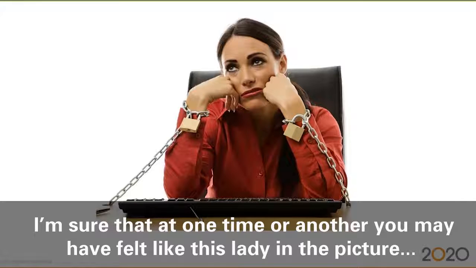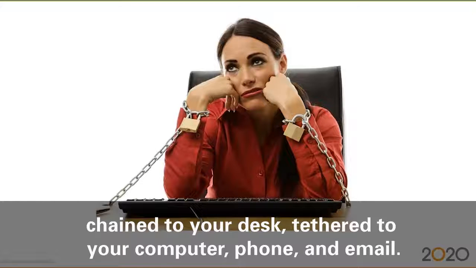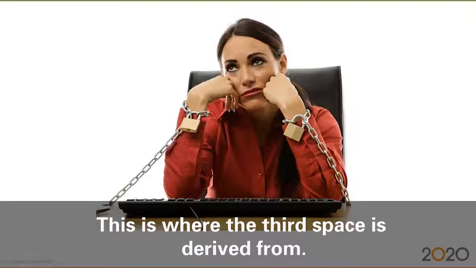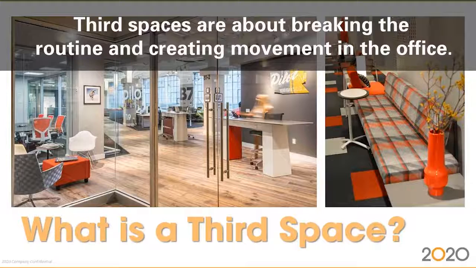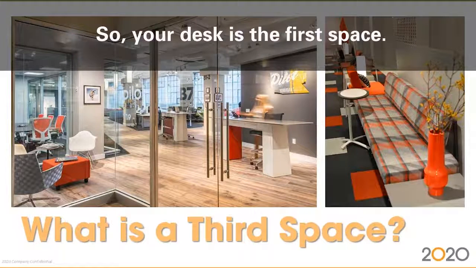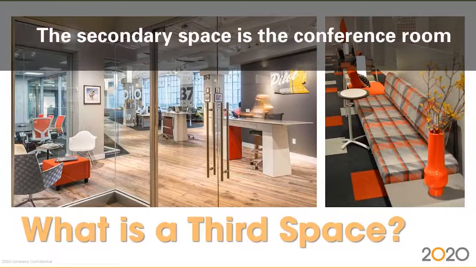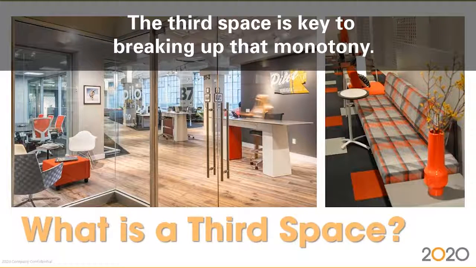So I'm sure that at one time or another you may have felt like this lady in the picture, chained to your desk, tethered to your computer, phone, and email. This is where the third space was derived from. So what exactly is a third space? Third spaces are about breaking the routine and creating movement in the office. So your desk is the first space. The secondary space is the conference room. The third space is key to breaking up that monotony.